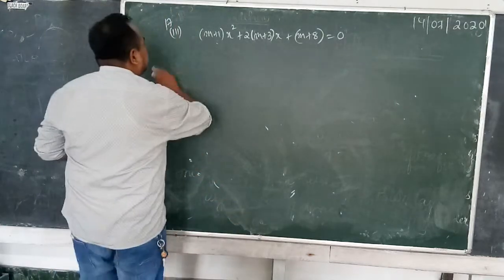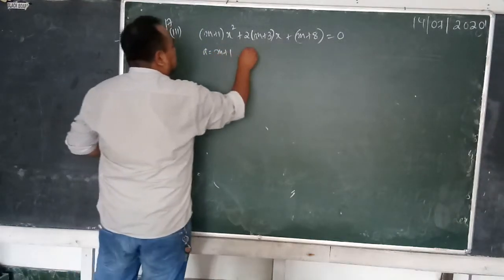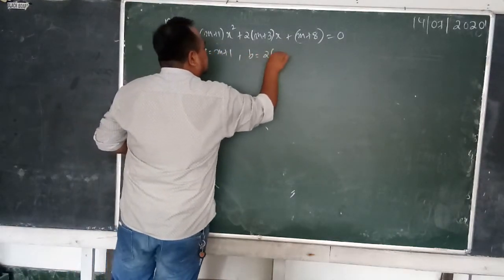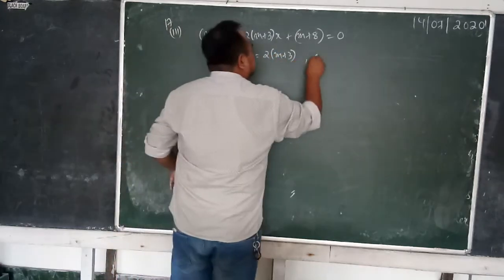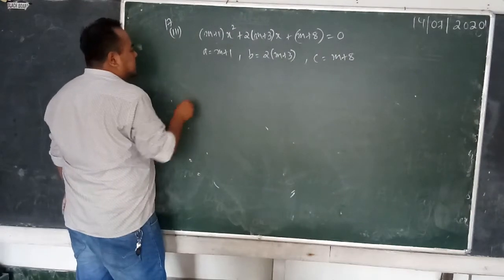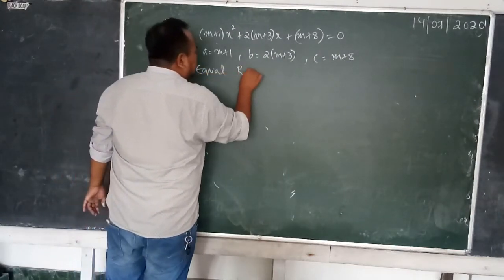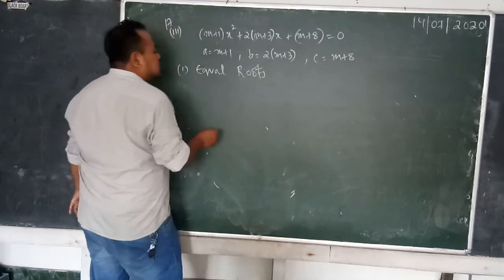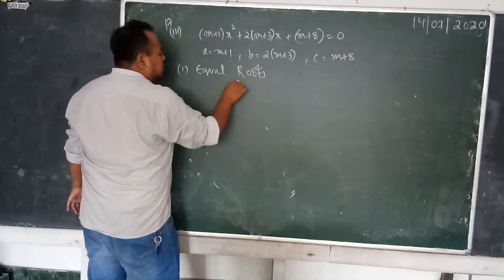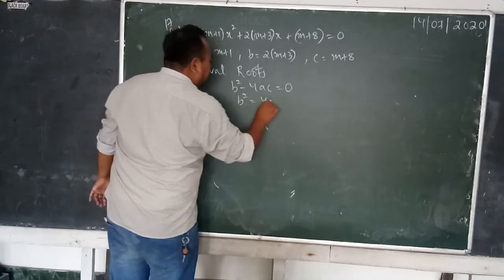So the first one is equal roots. What is a? m plus 1. What is b? Twice (m plus 3). And what is c? m plus 8. Now the first condition they have asked is equal roots. So what was the condition? Discriminant equal to 0. So b square minus 4ac equal to 0, so b square equal to 4ac.